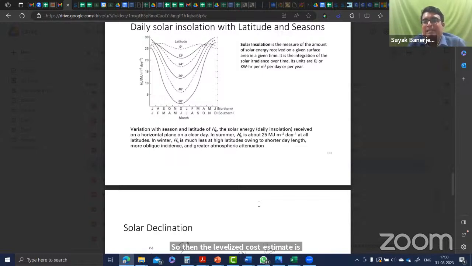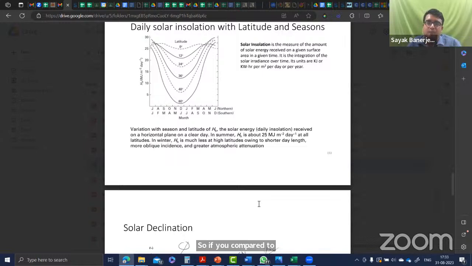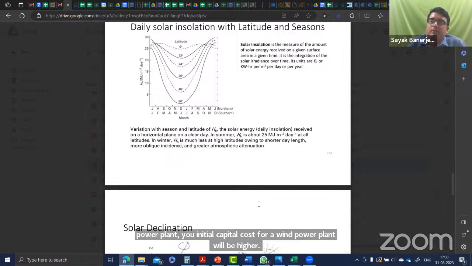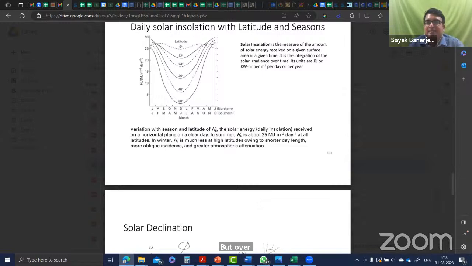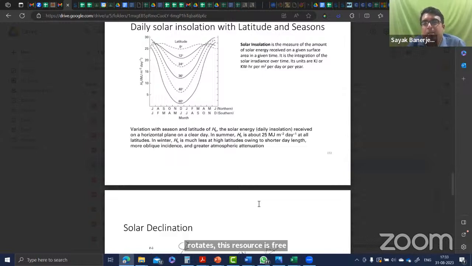Of course, a wind turbine initially is going to be capital intensive. So if you compare a gas power plant versus a wind power plant, the initial capital cost for a wind power plant will be higher. But over time, there is the cost of natural gas, for example, versus wind, where the resource is free, and once the machine rotates, there isn't much you need to do. Maybe a little bit of maintenance here and there. Of course, offshore you have more maintenance, so their LCOE is higher. So that way the LCOE comes down.